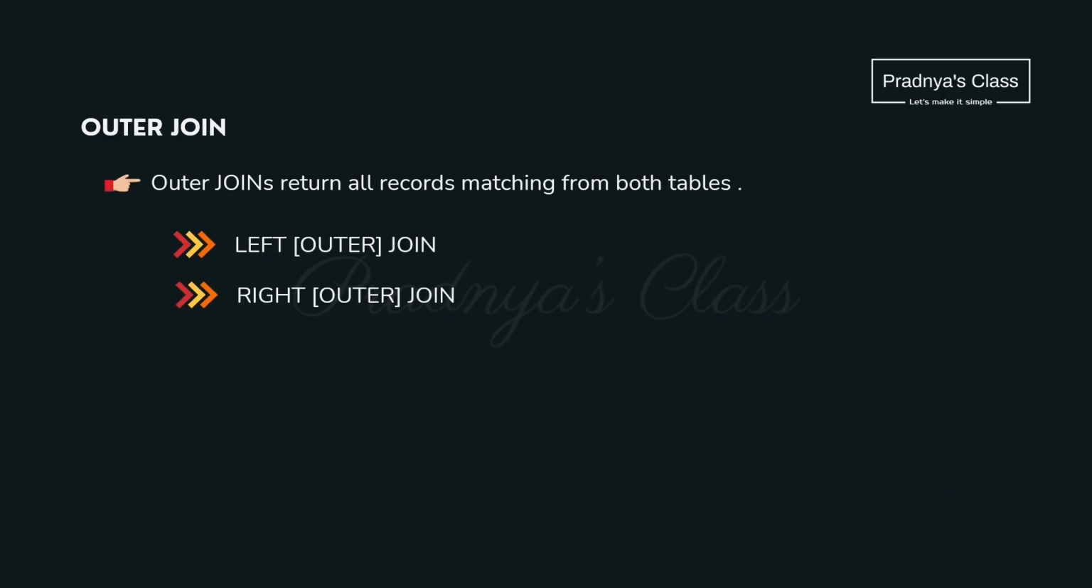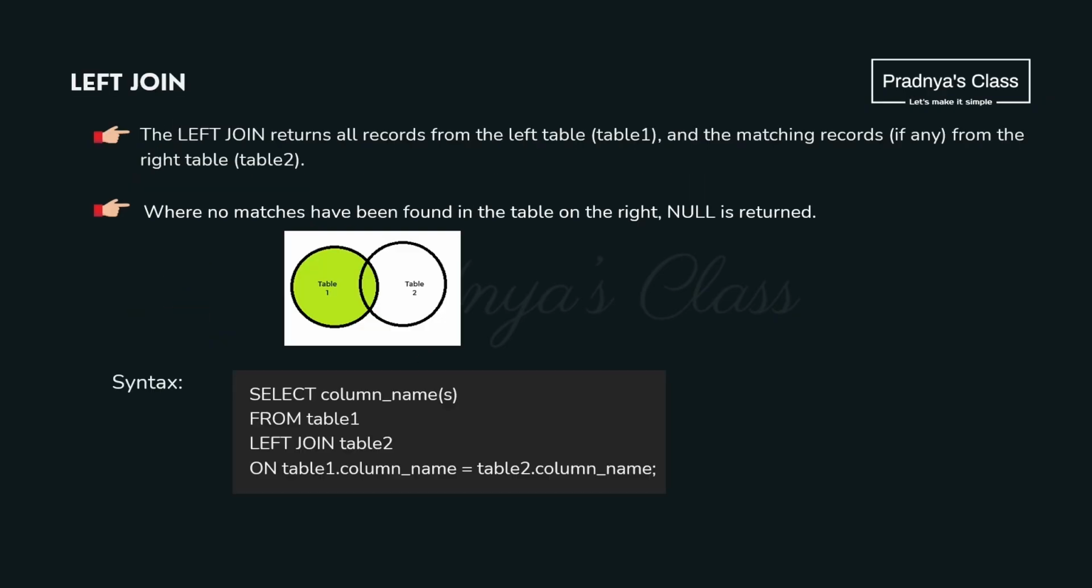Now let's check out what the outer join will retrieve. There are two types, left outer join and right outer join. To understand this, let's consider this is the left table and here is the right table. In case of left join, all the records will be considered from the left table and only matching records will be considered from the right table.